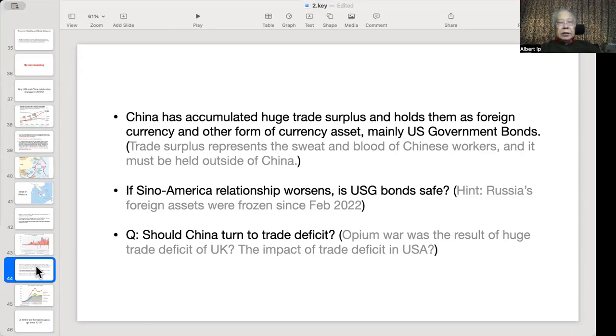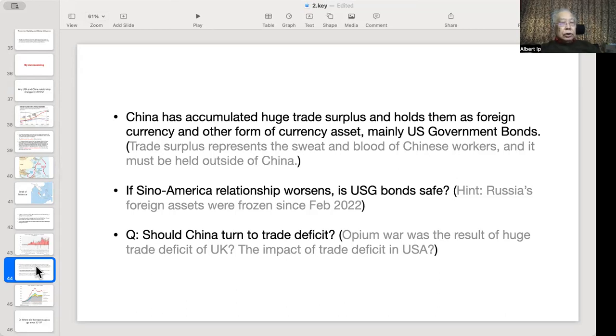So it is unwise to say, okay, we don't want trade surplus, we just give it away. No way, because first of all, there is a huge value there. And secondly, that value represents the sweat and blood of Chinese workers. There's no way giving that away without compensation. And if the Sino-American relationship worsens, then the US government bonds can easily get frozen, just like what happened after the Russia-Ukraine conflict.